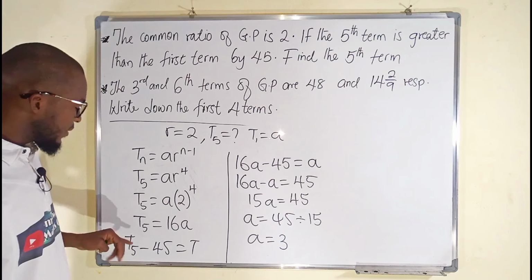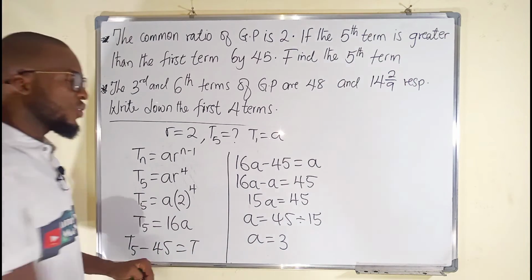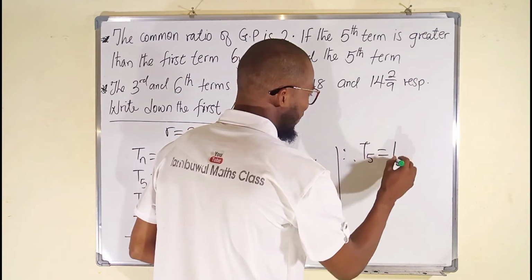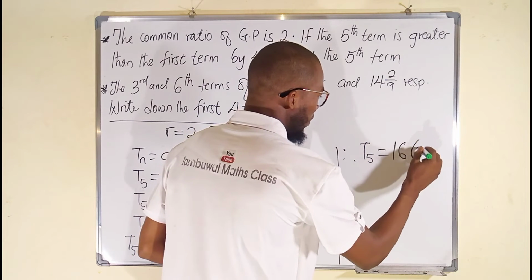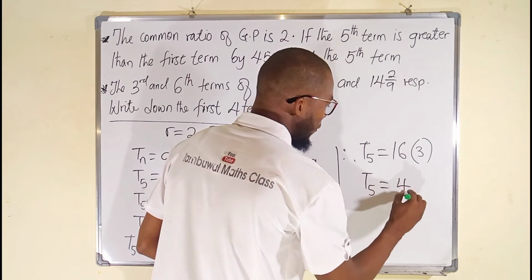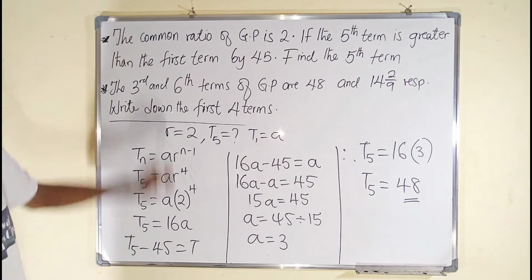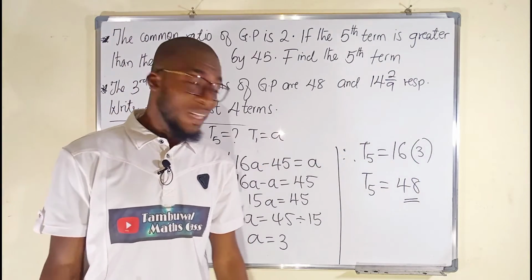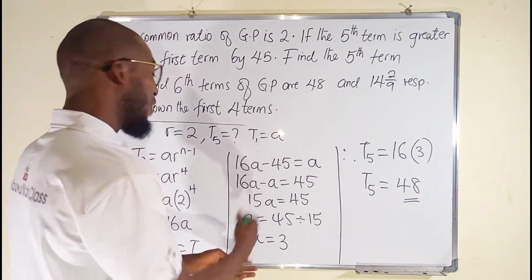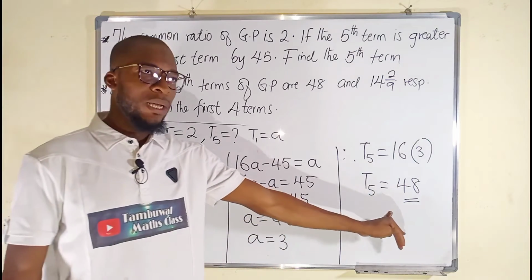Now, to obtain the required term, which is term number 5, we can just plug in 3 in that equation. Therefore, term number 5, which we are looking for, is going to be 16 multiplied by A, but A is 3. Finally, term number 5 is equal to 48 as required. Term number 5 in this question is 48. A is 3. It is very important because we have to find the first term before substituting it back into this equation to obtain term number 5.